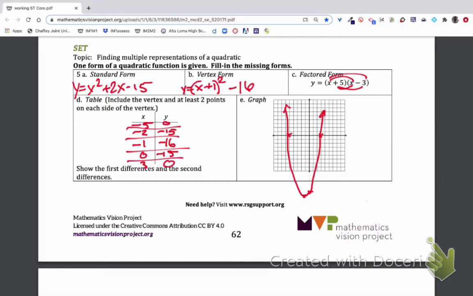As for the show first differences and second differences, because I haven't gone up sequentially, it's going to be hard to do that. So instead, I'm just going to focus on using the information that I have available to me to be able to answer those questions.